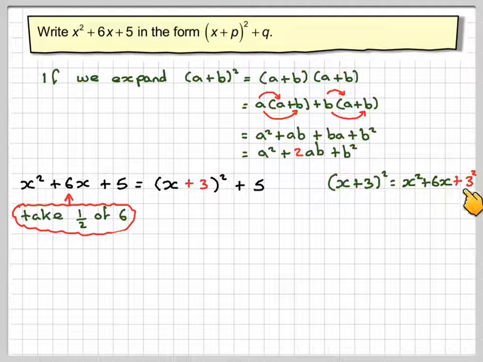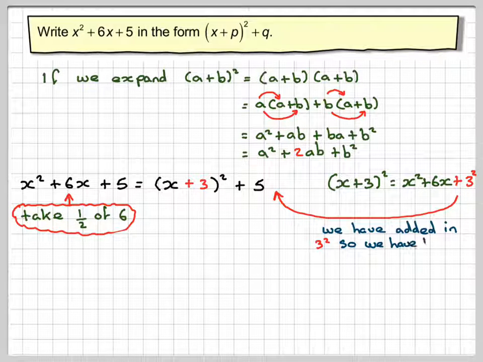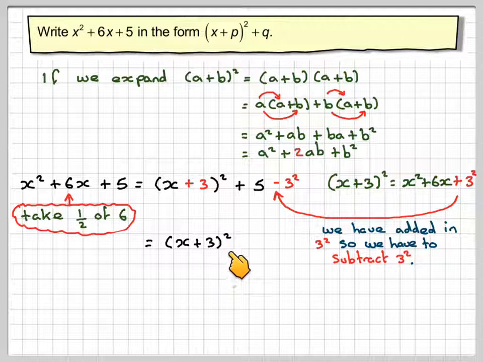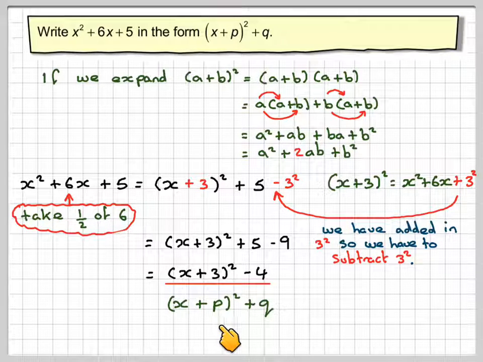Now, because we've added in a 3 squared, in order to balance this thing up, we need to subtract a 3 squared here. And therefore, we've got x plus 3 all squared, sorry, and then you've got plus 5 minus 9, which is going to be equal to x plus 3 squared plus 5 minus 9 is minus 4. This is now in the correct format, x plus p all squared plus q.